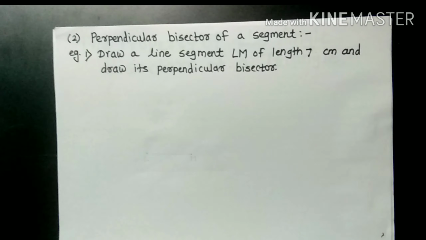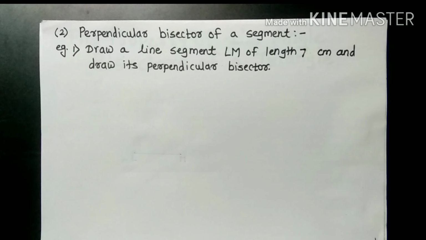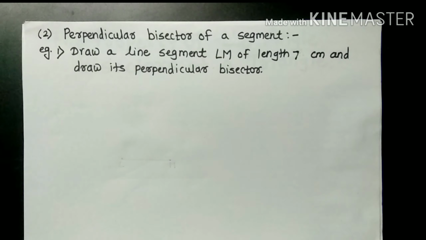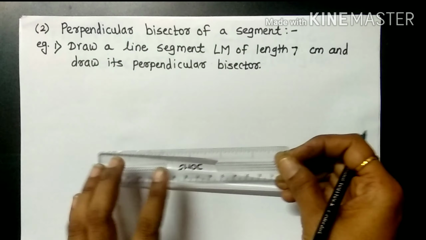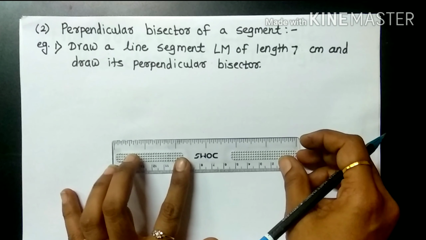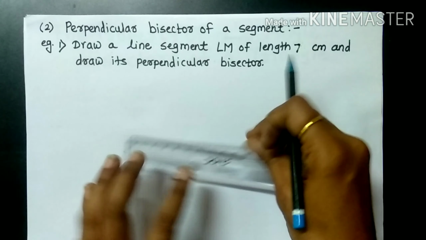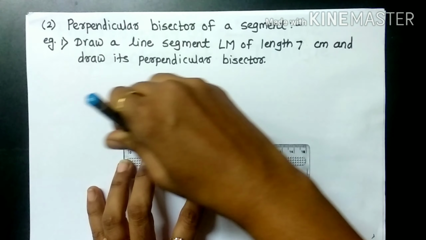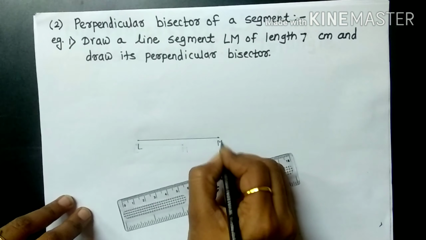Let us learn second construction, perpendicular bisector of a segment. For example, draw a line segment LM of length 7 cm and draw its perpendicular bisector. First, draw segment LM of length 7 cm. Name it as segment LM.